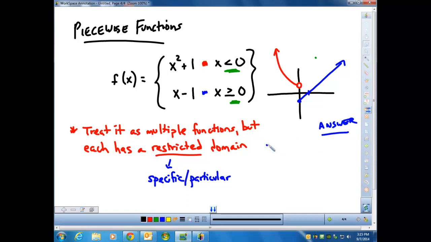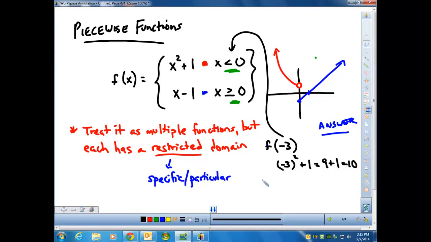I can also plug values into this piecewise function. So if I plug in -3, I got to see, hey, which domain does that go with? Yeah, it goes with the top one. So that means I'm going to plug -3 into the top function. -3 squared plus 1 ends up being 10. But if I have f of 2, now 2 belongs with the bottom domain. And so now that's just going to be 2 minus 1.